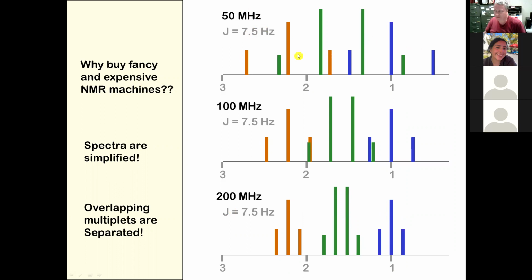So at 50 megahertz, this looks like a mess. 100 megahertz still looks like a mess. At 200 megahertz, you can start seeing a triplet, a quartet, and a triplet, right? At UCSF, I got to work with a 900 megahertz NMR. It's a huge thing. You have to climb up a ladder to get to the top of it, and it gave you super resolution. Somebody asked what's the highest. I think 900 is up there, maybe 1,000. Somebody said they have one at their house. All right, but anyway, that's why we buy expensive machines.